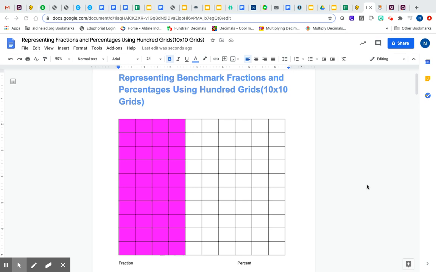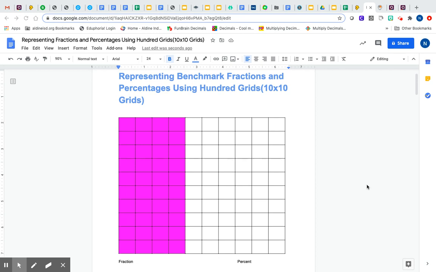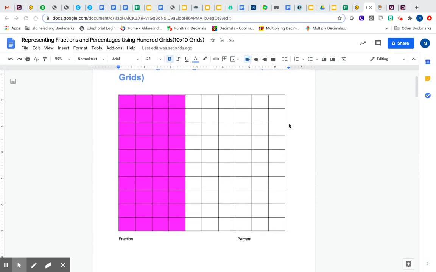Okay, so today we're going to be learning how to represent our benchmark fractions and percentages using our hundreds grids, which is also known as your 10 by 10 grids. So we should all be familiar with this illustration right here. This is our hundreds grid.